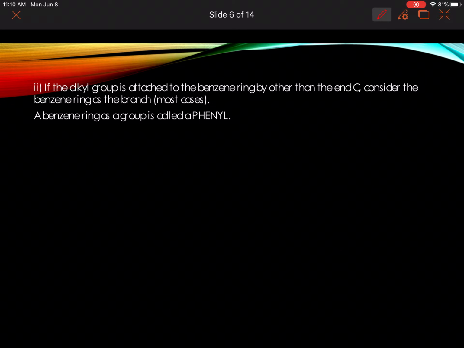Good. Now, if the alkyl group is attached to the benzene ring by other than the end carbon, you have to consider the benzene as the radical and the alkene as the parent chain. When the benzene becomes the radical or the alkyl group, we call it a phenyl. You would think we would call it a benzyl, but that just makes far too much sense. It's called a phenyl group. Sometimes you will see benzyl, but the SI, System International way of naming it, is using phenyl. You've got some examples in your notes, so I'm just going to copy the first one down here.